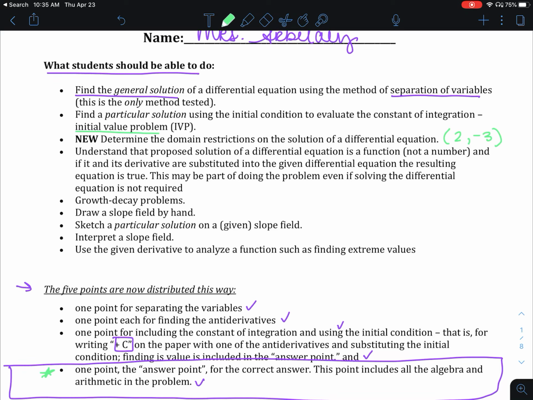Understand that a proposed solution to a differential equation is a function and not a number. And if it and its derivatives are substituted into the given differential equation, the resulting equation is true.